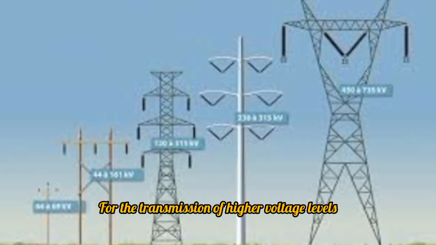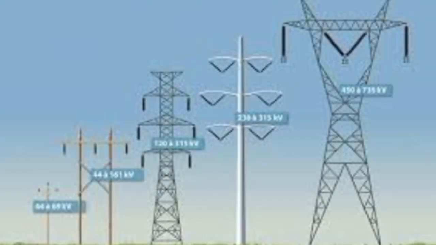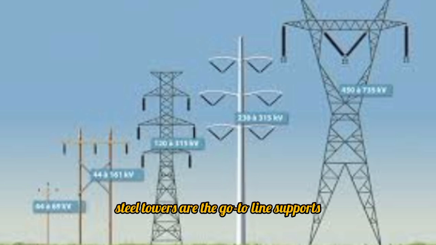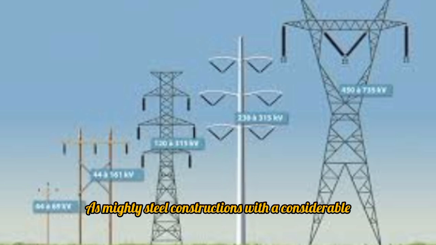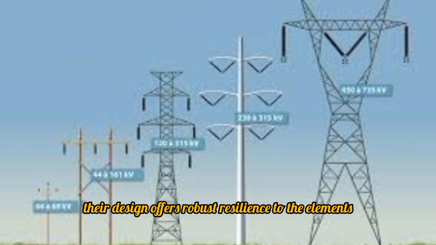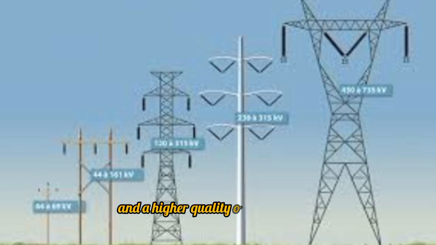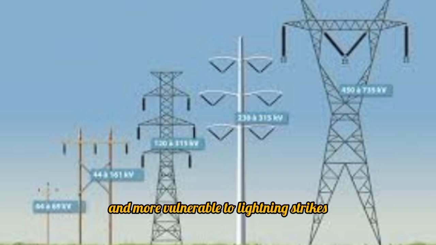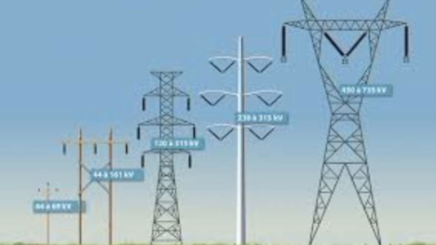Towers. For the transmission of higher voltage levels across larger areas, steel towers are the go-to line supports. As mighty steel constructions with a considerable level of mechanical strength, their design offers robust resilience to the elements and a higher quality of transmission. However, as with steel poles, towers are expensive and more vulnerable to lightning strikes than other materials.